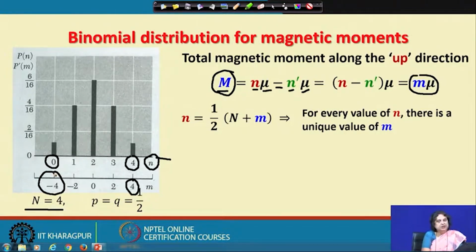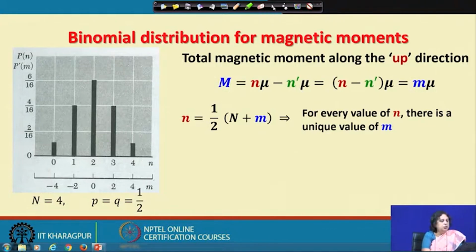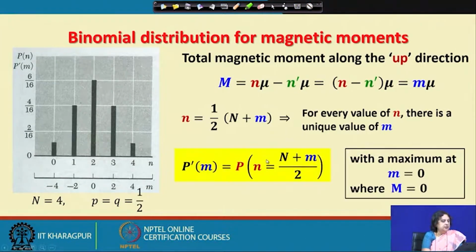Therefore, just by changing the corresponding values that m can take corresponding to each value of n, I can map P of n, the probability distribution of n, to the P prime of m, that is a probability distribution associated with the magnetic moment small m. And here what we note is that P prime m, this distribution is the same distribution function with a maximum that appears at small m equal to 0.